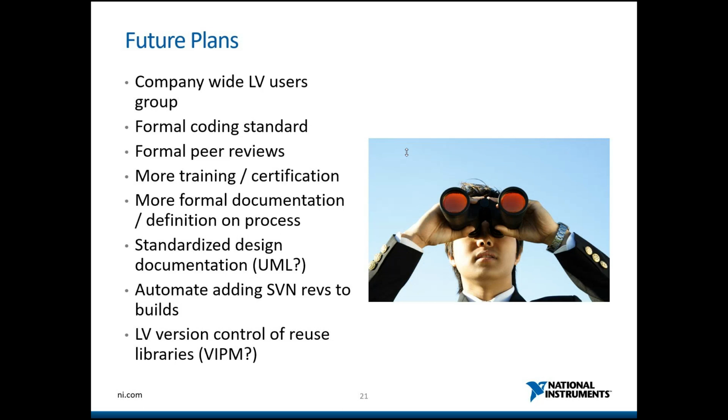More formal documentation and definition of process. Standardized design documentation. We started doing more UML because we were doing more group-based work. We automated adding the SVN resources to the build, so we wrote a little script to do that, like Kevin suggested. And for version control of reuse libraries, we used VIPM. And that was our reuse library framework.